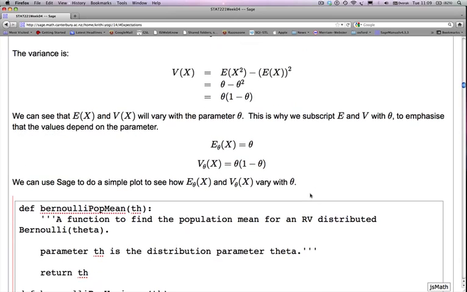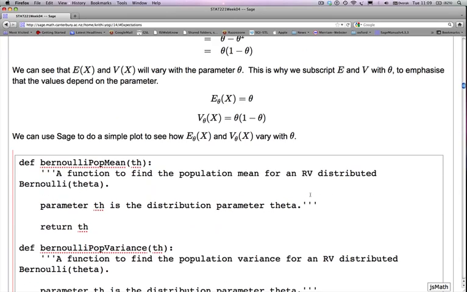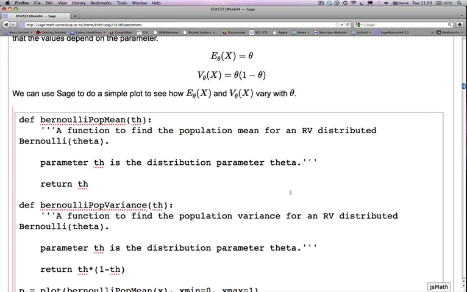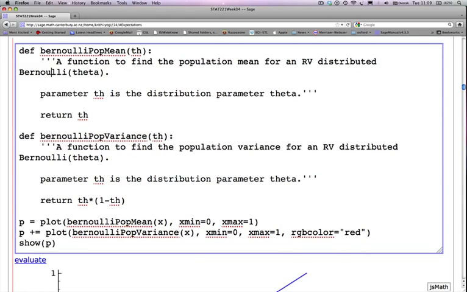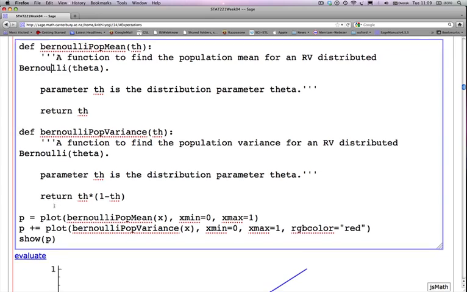Now we can use Sage to do a simple plot to see how expectation and variance of the Bernoulli random variable x varies with theta. So we've simply defined two functions here. The Bernoulli population mean simply returns theta. It takes theta as input. And the Bernoulli population variance takes theta as input and returns theta times 1 minus theta.